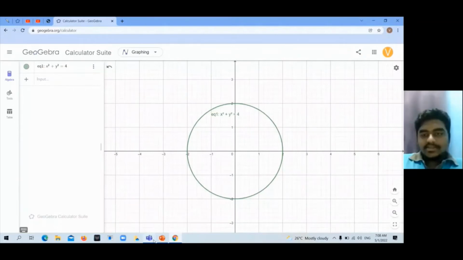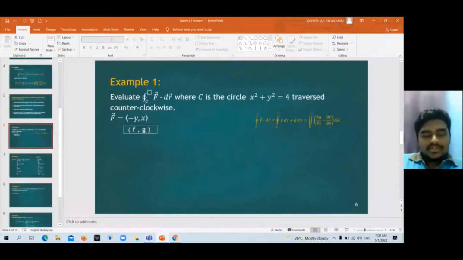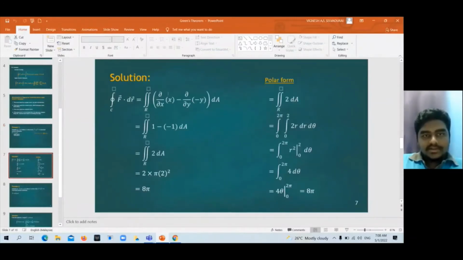Our next step is to rewrite this line integral as a double integral over the region R. The x component of vector field F is equal to little f and the y component is equal to g. The partial derivative of g with respect to x would be 1, minus the partial derivative of f with respect to y, which would be negative 1. So here we just have the double integral over the region of 2 dA, which is just 2 times the area of this region. The area of this region is pi r squared, where r is 2. So we will get 8 pi.